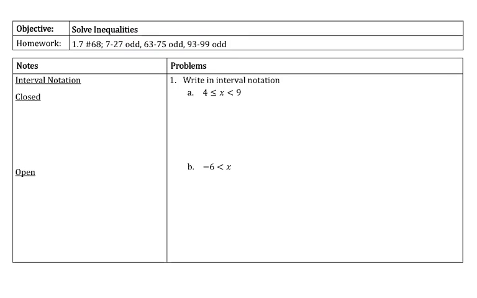The first thing we're going to talk about is how I want the answers written for inequalities and how the book will expect answers to be written as well. So make sure you get your notes ready to go and let's get started.